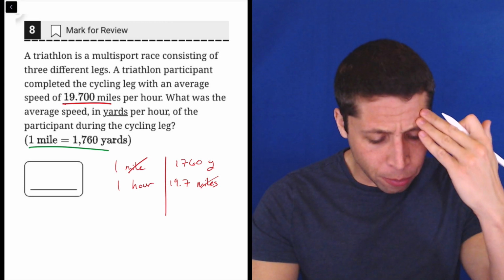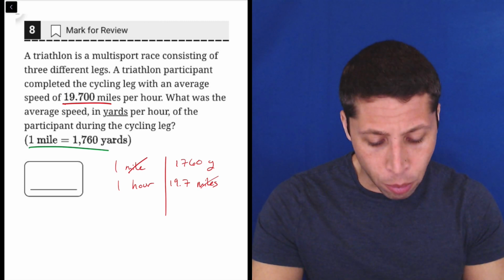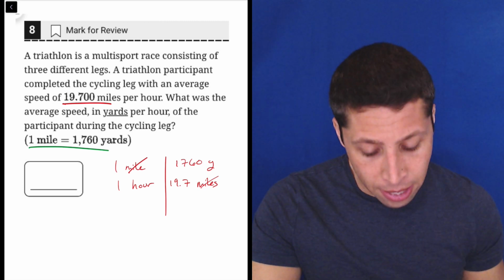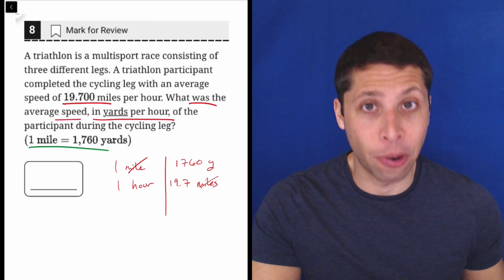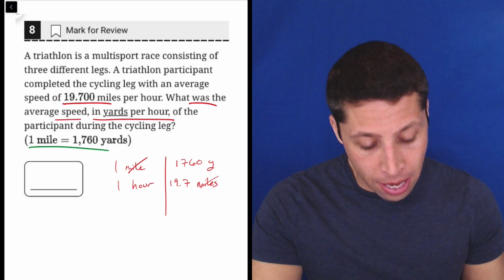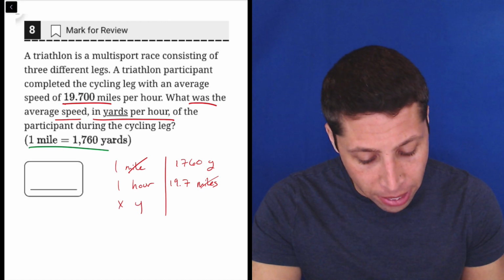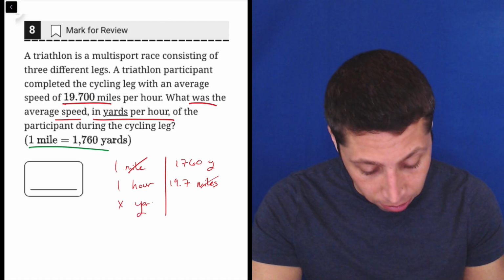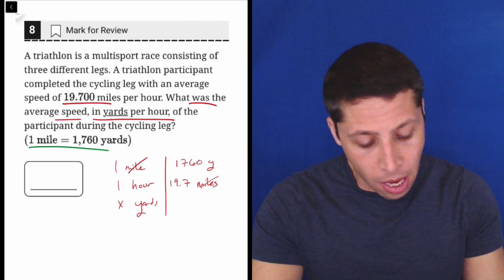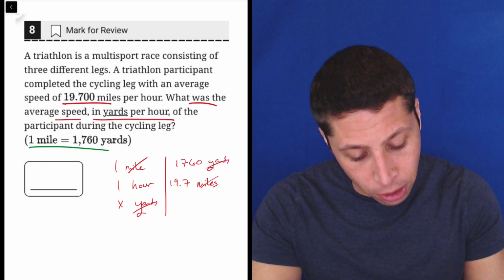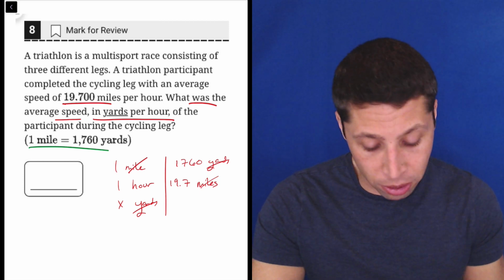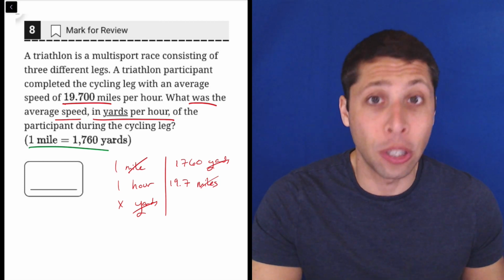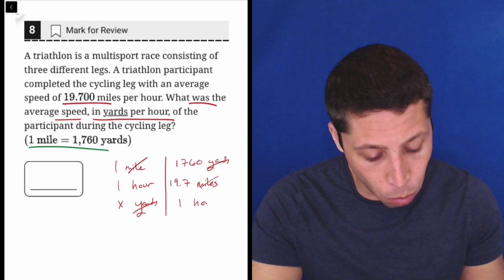Now I'm thinking, all right, well, I need to get rid of yards and hours. Well, there's always going to be an X, and that's literally what they want, right? What was the average speed in yards per hour? So there's my last piece here. The yards, we don't know, right? How many yards? So that's X. I'll write yards so it's clear. And that lets us get rid of the yards, but then per hour, right? Well, we did the same thing with the miles per hour that we should now do with the yards per hour, which is that's actually 2 units. So X yards per 1 hour.